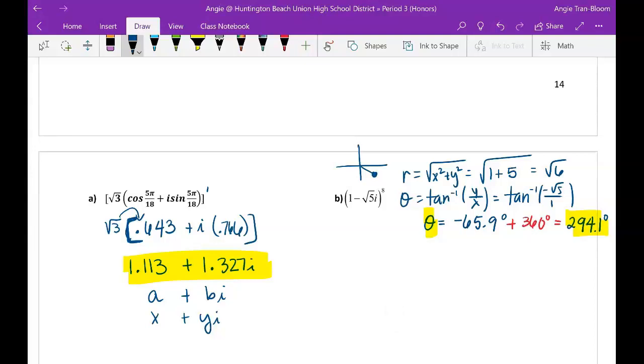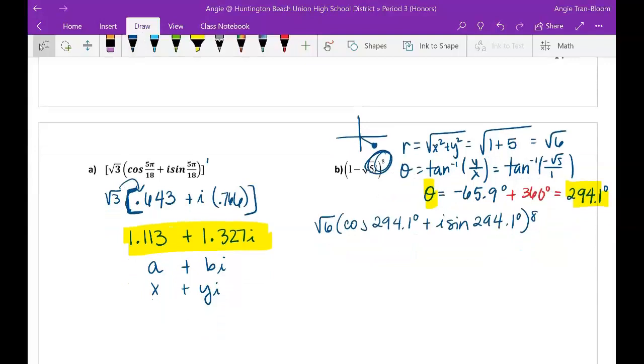So instead of writing 1 minus rad 5i to the 8th, we're going to keep it in polar. Okay, so rad 6 is our radius. Cosine of 294.1 degrees plus i times sine of 294.1 degrees. So all of this is raised to the power of 8th. We haven't done that yet. So based on De Moivre's theorem, we're going to take the radius and we're going to raise it to the power of 8th. Okay, then we are going to multiply 8 to each angle.